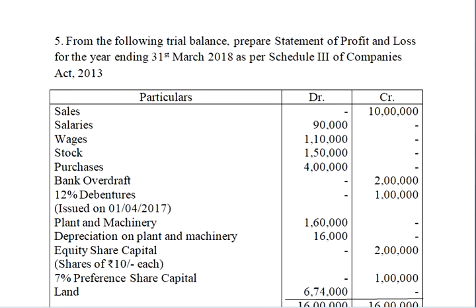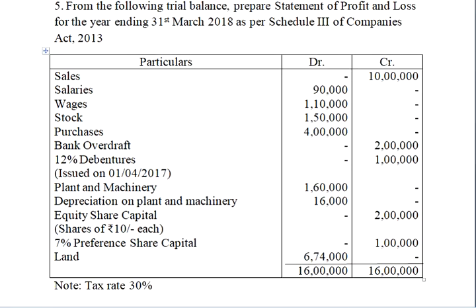Coming on to the next problem, that is the 5th problem, my dear students. Very important problem also. All the problems are important. We can't ignore any problem in this situation because the chapters are only less, that is 7 chapters are there. So they can ask questions from any corner, in any chapters, my dear students. So this is question number 5. From the following trial balance, prepare statement of profit and loss for the year ending 31st March 2018 as per schedule 3 of Companies Act 2013.